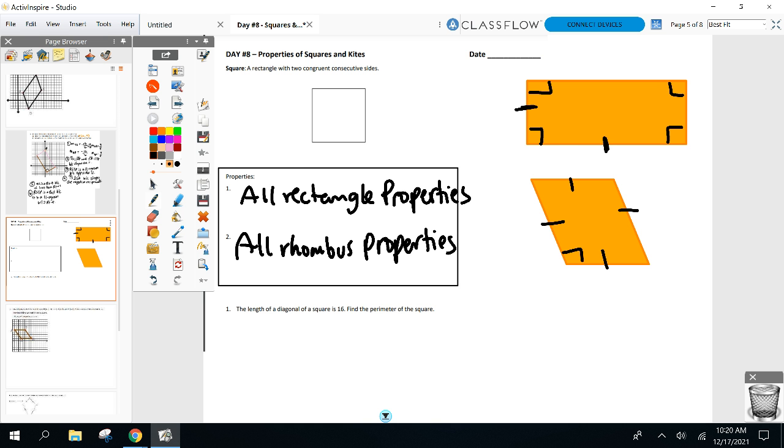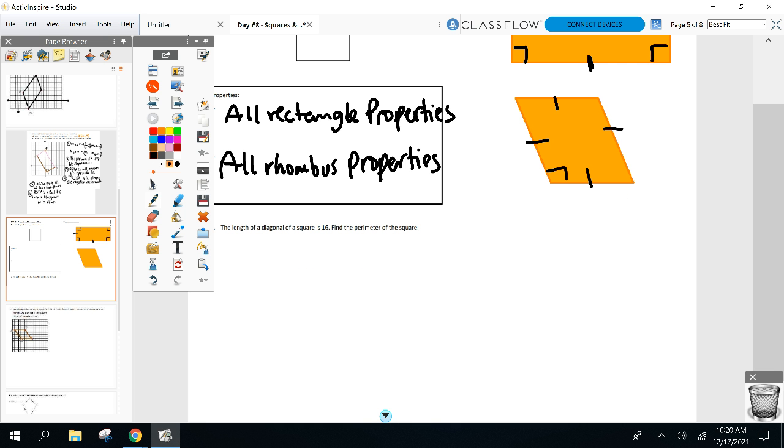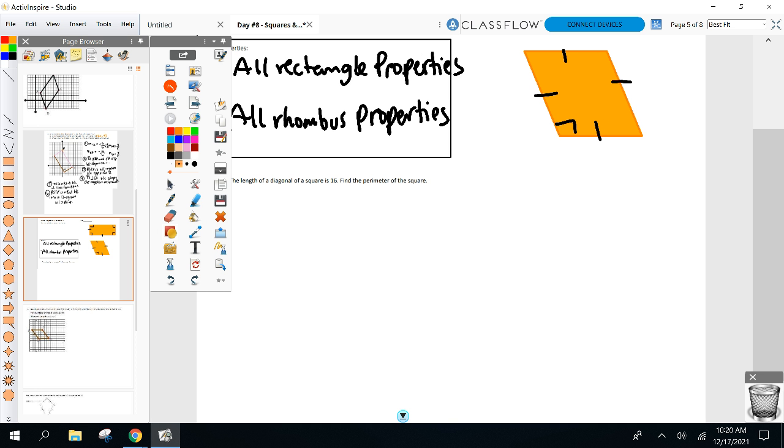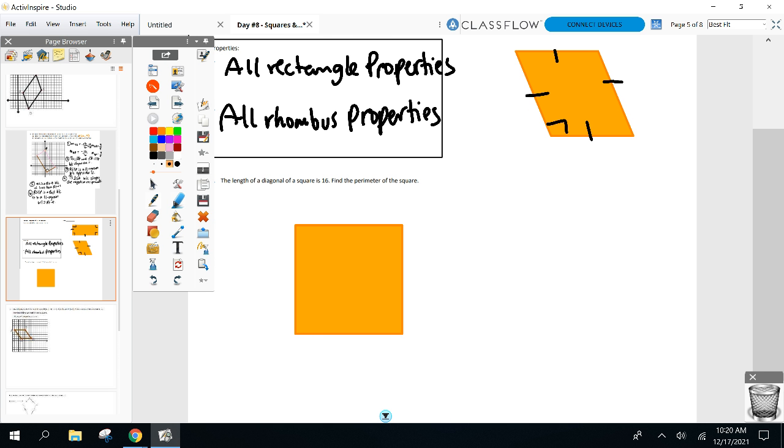All right, let's try one out. This one's going to be a tough one. Buckle up. Maybe the power of your group will help you out. I don't know. 1 diagonal, 16. We all know diagonals, corner to corner, vertice to non-consecutive vertice, 16. What's the perimeter?